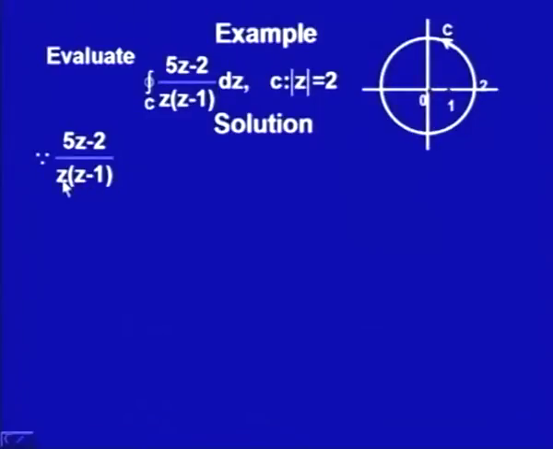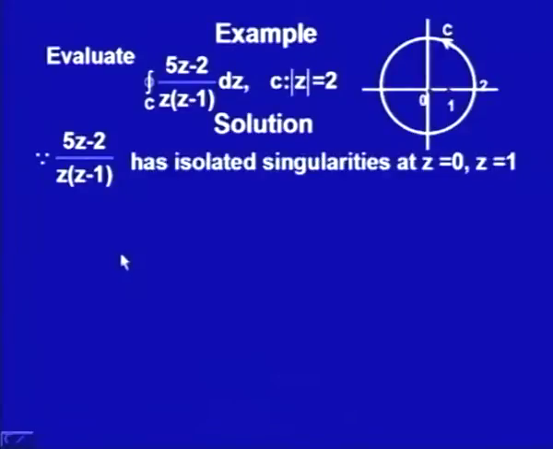So here, the zeros of the denominator are z = 0 and z = 1. At z = 0 the numerator is not 0, and at z = 1 the numerator is also not 0. So this integrand, (5z − 2)/(z(z − 1)), has isolated singularities at z = 0 and z = 1. Moreover, these singularities are poles, and they are simple poles.